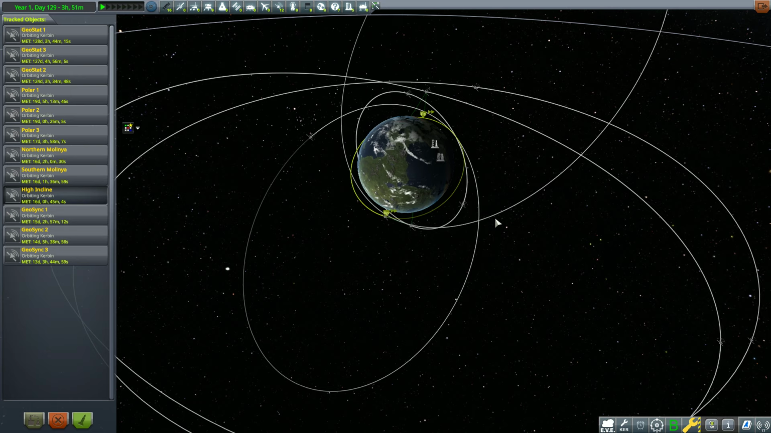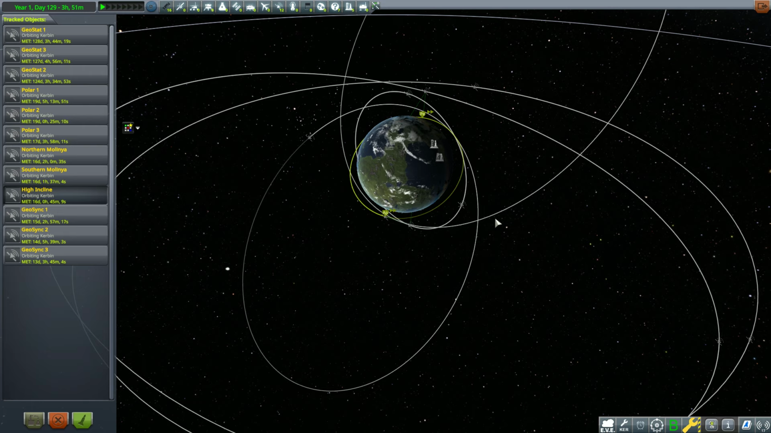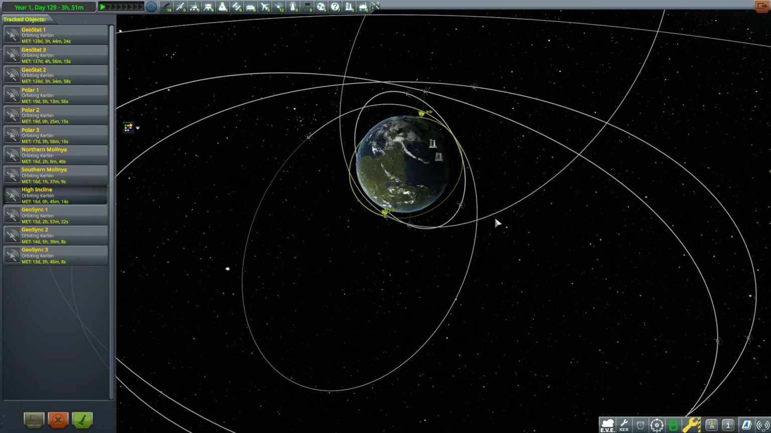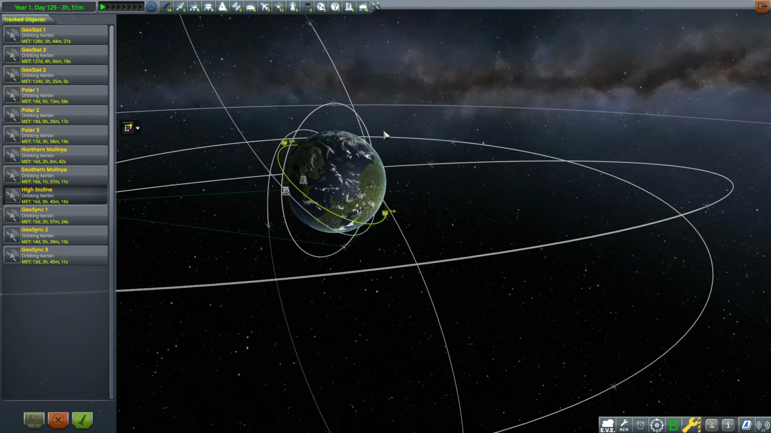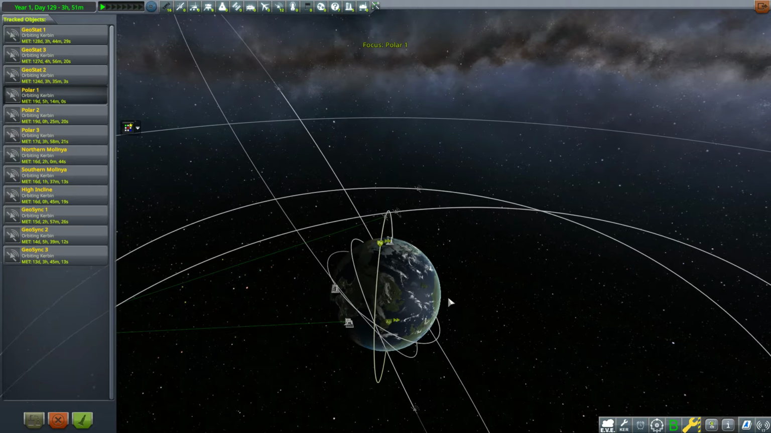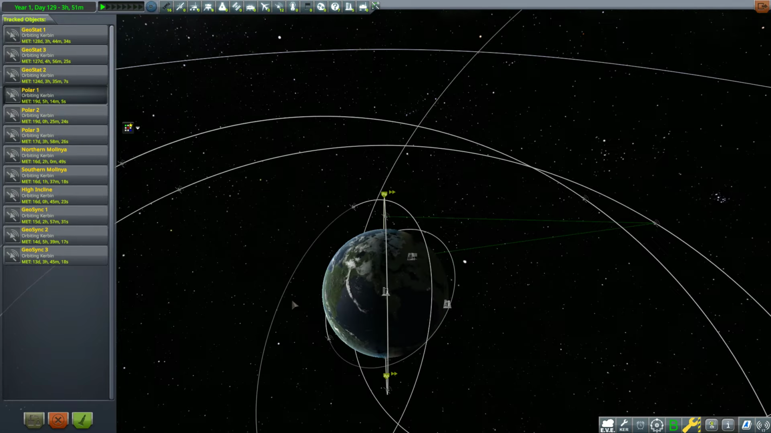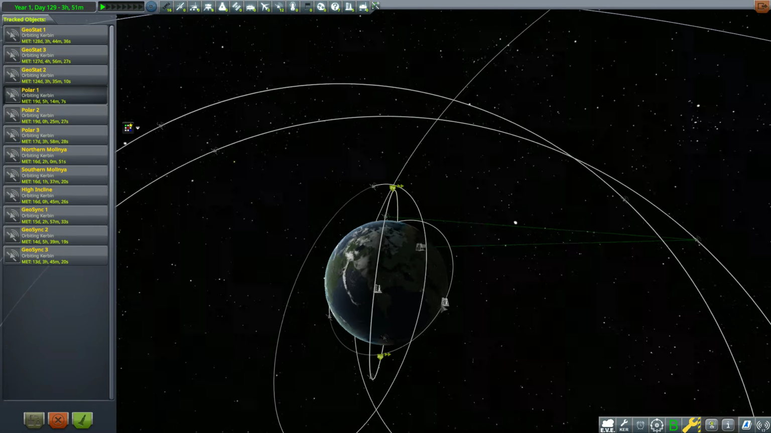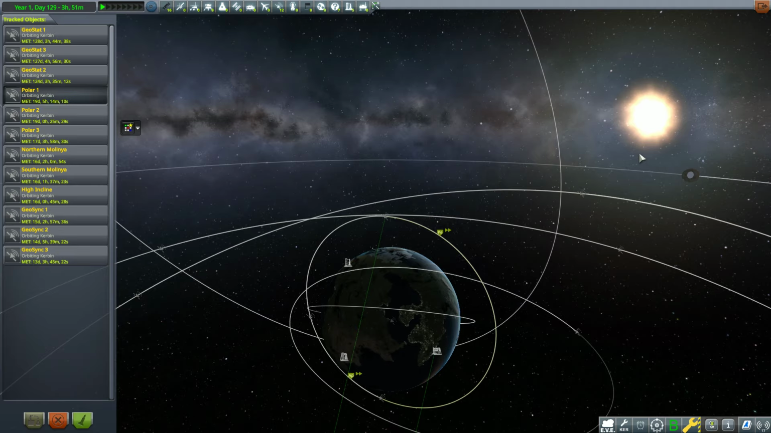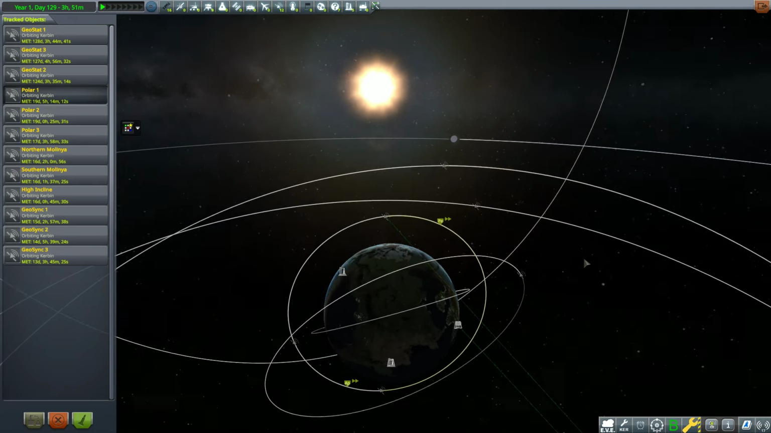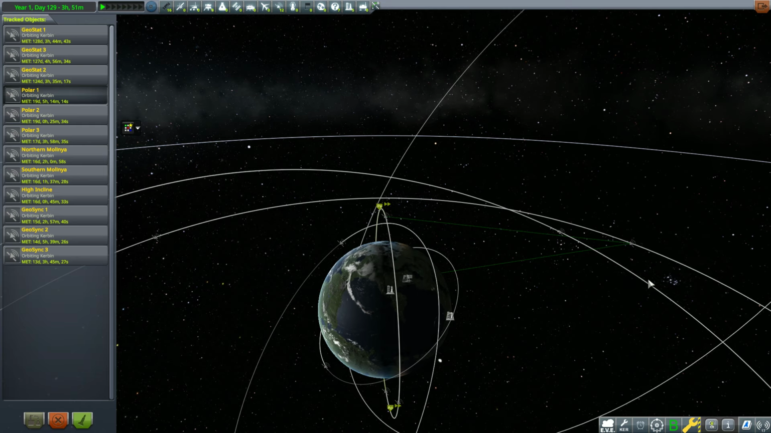Other orbits worth noting are the tundra orbits and sun-synchronous. So sun-synchronous is different from a polar orbit. As you can see with this polar orbit, it's on what's called the terminator, where light and dark meet. But as this planet moves around the star, the polar orbit will shift. So it'll spend half its day in light and half its day in dark.